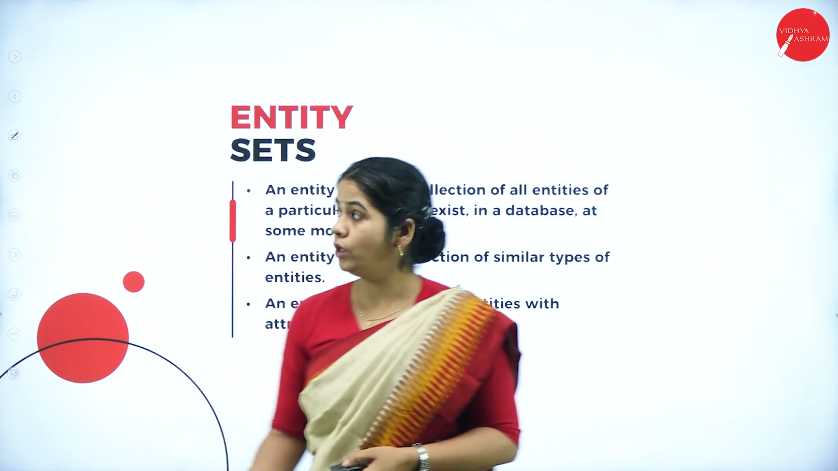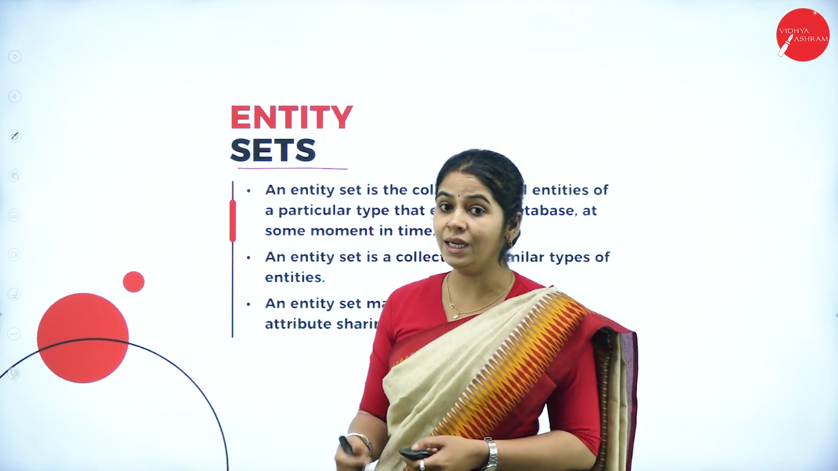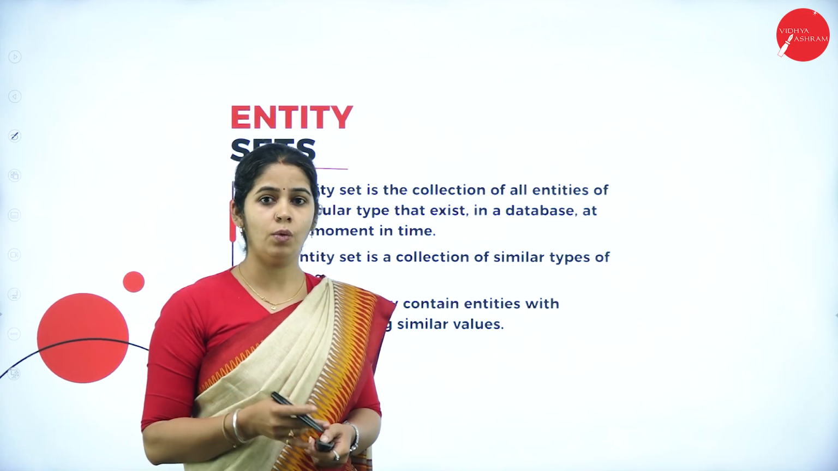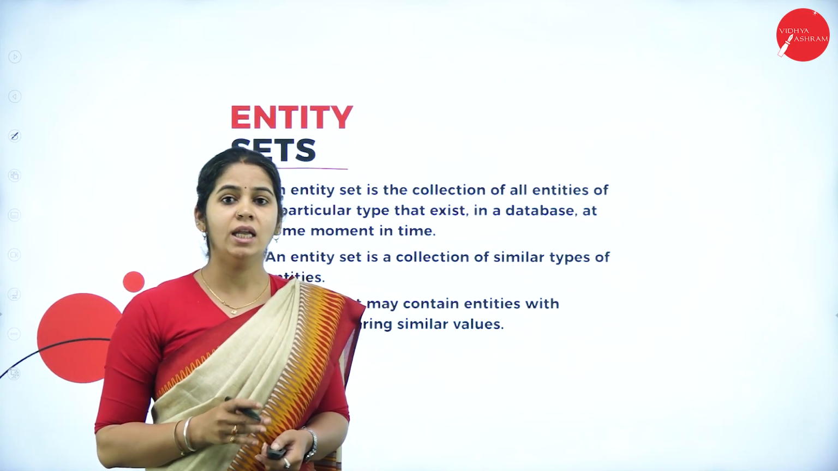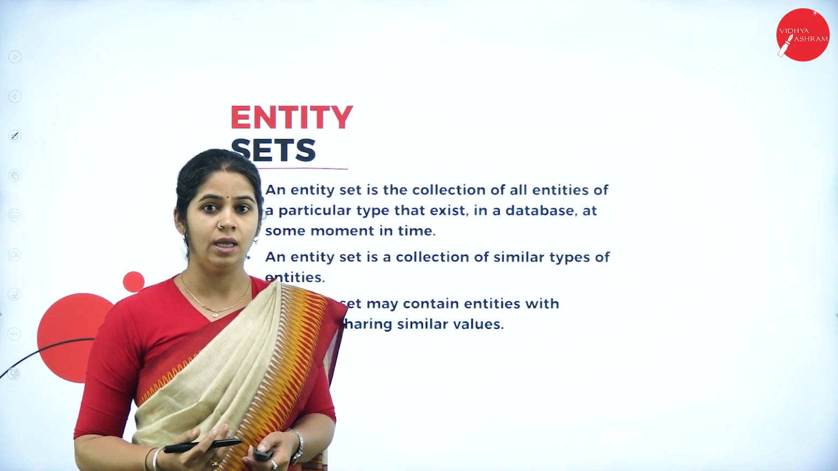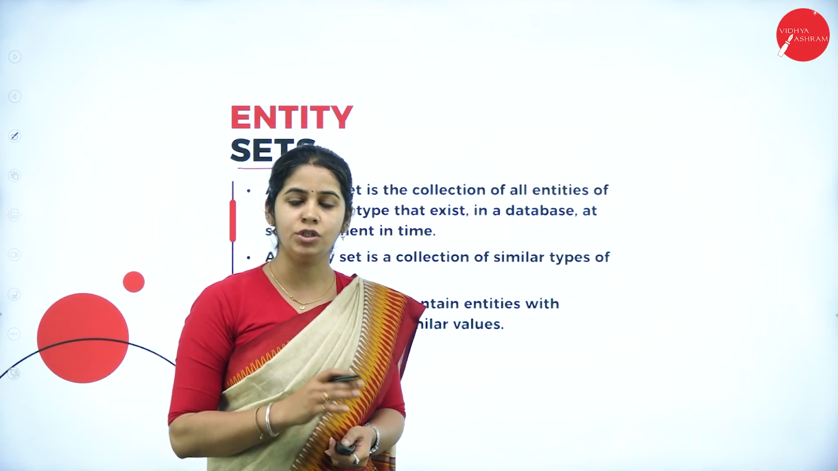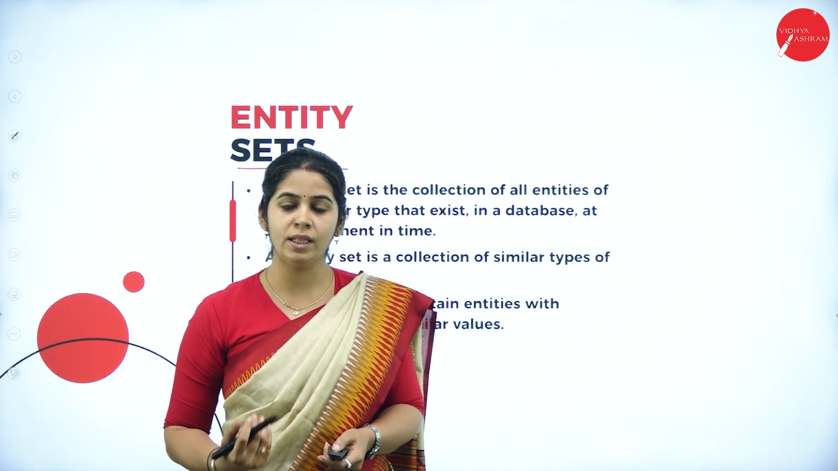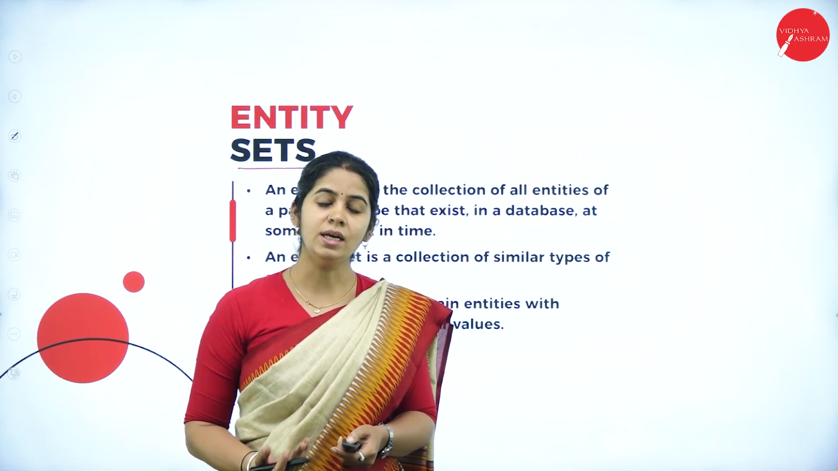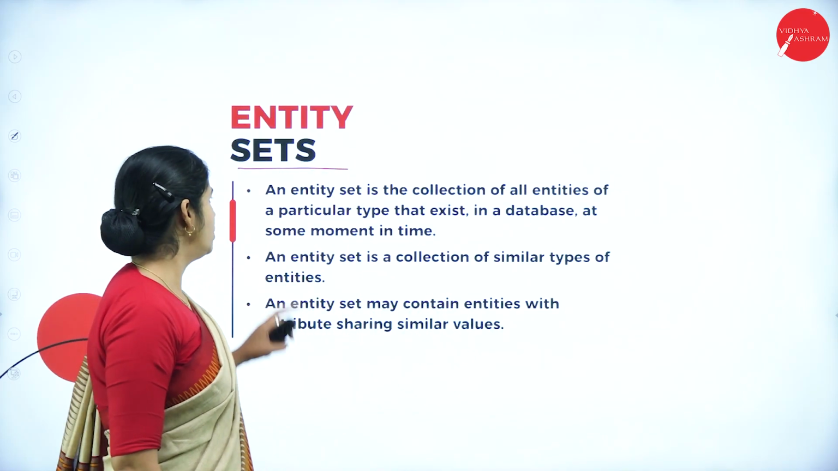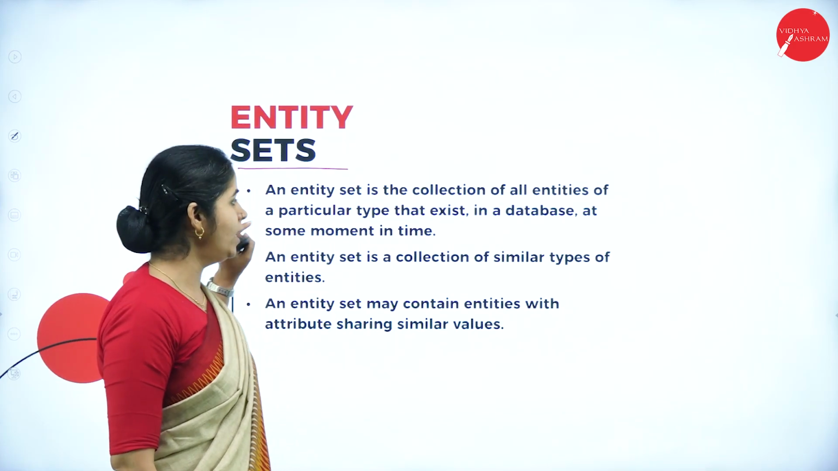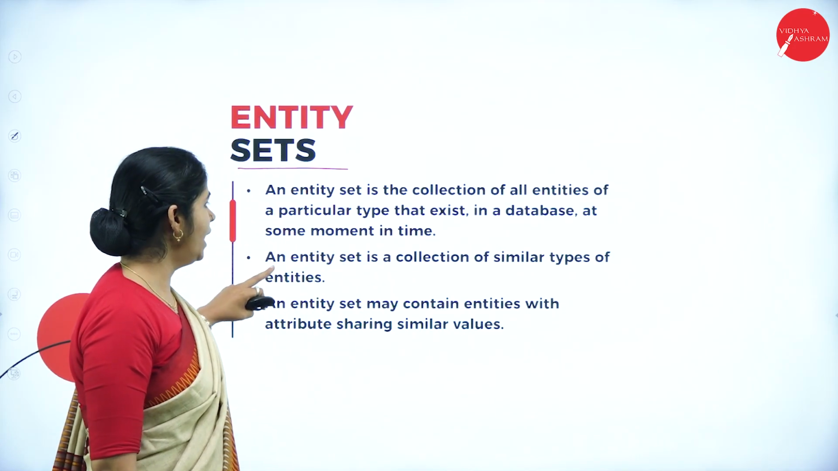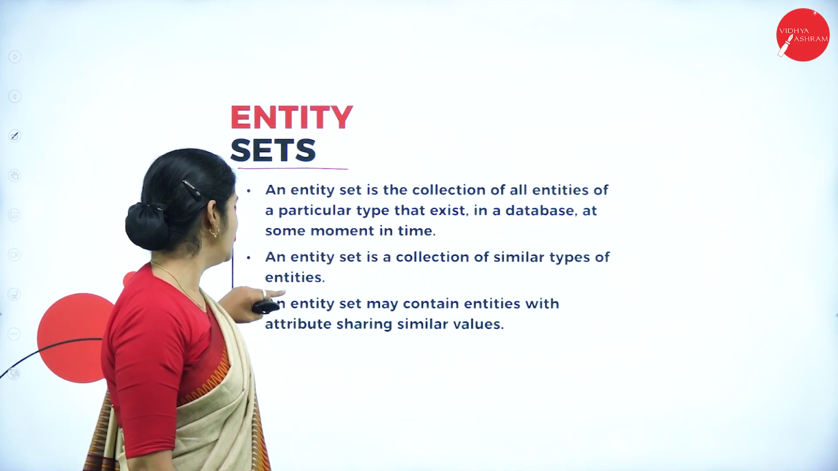Fine. Next we are going to deal with the entity set. What is an entity set? Now we have discussed what is entity and what is entity type, and now we are going to discuss what is entity set. Entity set is a collection of entities. Whatever skeleton or framework we have drawn in the entity type, we are putting the values into it. That is the entity set. Let's go with the definition. The entity set is a collection of all entities of a particular type that exist in the database. Entity set is a collection of similar type of entities.